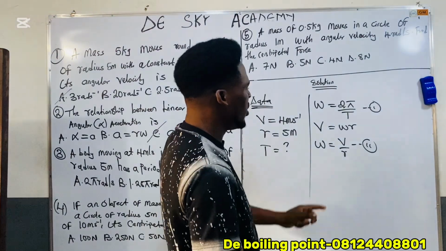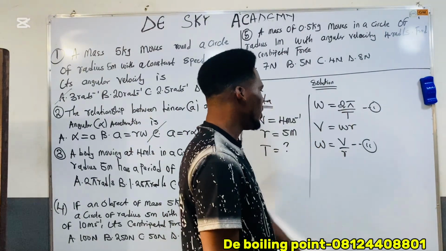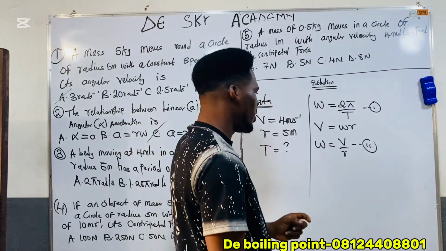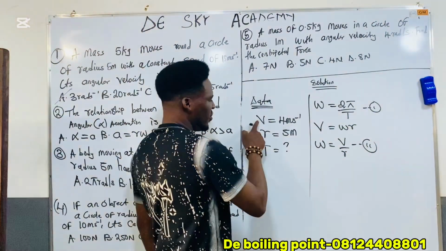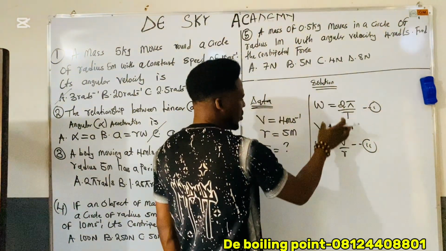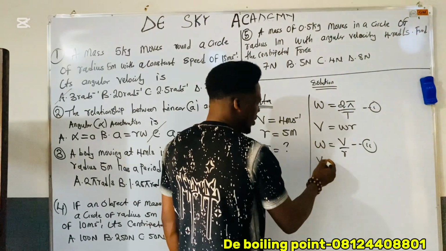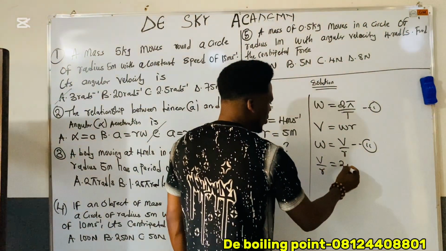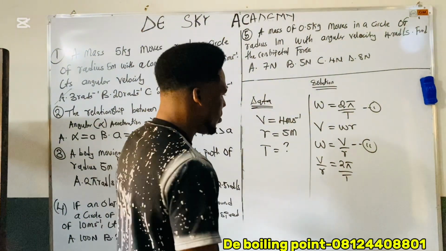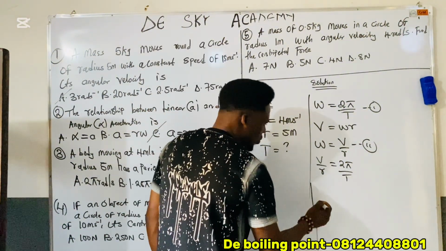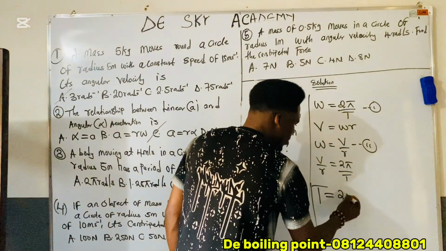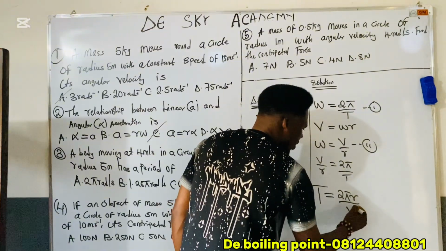So in equation 1, omega is equal to 2 pi over T, and in equation 2, omega is equal to V over R. Do you know the reason why I'm doing this? I'm doing it because they gave us velocity, they gave us radius, and we are looking for the period. So I can equate these two equations together. It means that velocity over R is equal to 2 pi over T. And if you're looking for T, just make T the subject of the formula. That means T will now be equal to 2 pi R over V.